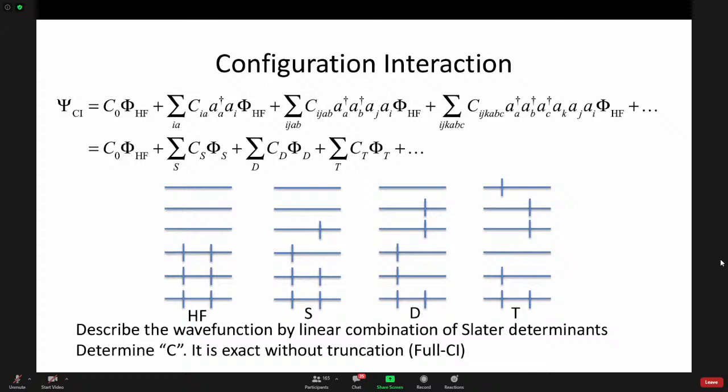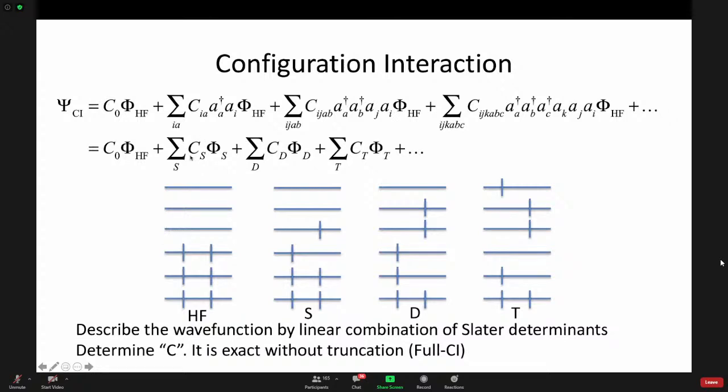So now I'd like to describe the first method, which is frequently used to calculate the correlation energy to improve the Hartree-Fock results. What we do is quite simple. This is the Hartree-Fock Slater determinant. We can describe the wave function as a linear combination of the Slater determinants like this. This is the Hartree-Fock, where the electrons are put in from the bottom to the top. So this is the most stable electron configuration.